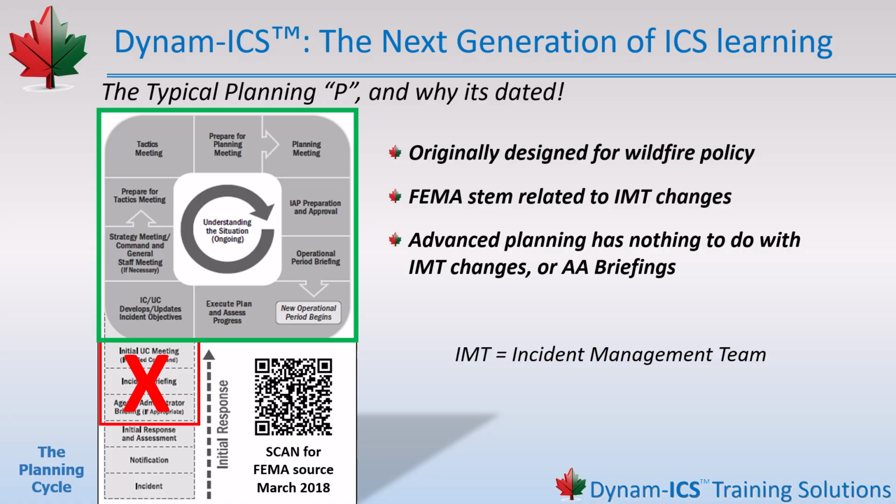The intent of the planning P was never about changing command structures. Its real purpose is to help teams move from reacting in the moment to planning ahead for defined chunks of work. Those chunks of work are what ICS calls operational periods. Operational periods are simply time-bound windows where specific objectives are set, resources are assigned, and progress is evaluated. You often can't fix everything at once. You solve the most critical problems first, then move on to the next set of problems and then the next, each within a defined time frame.